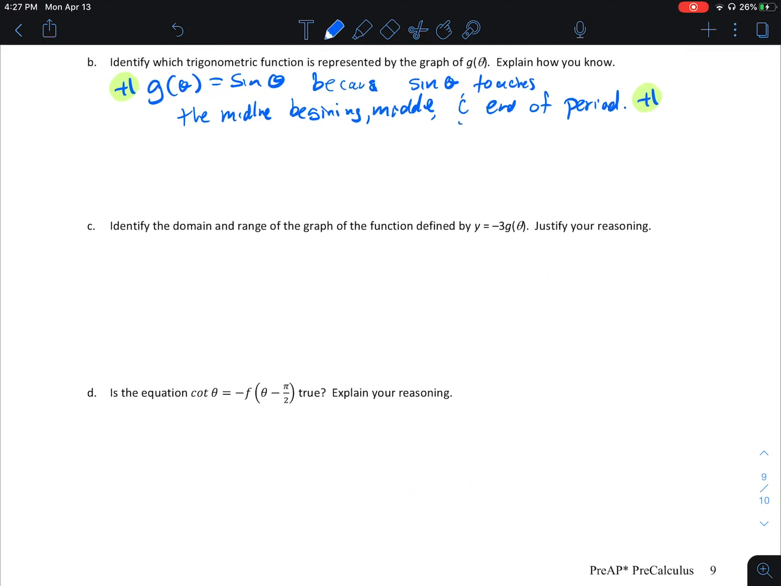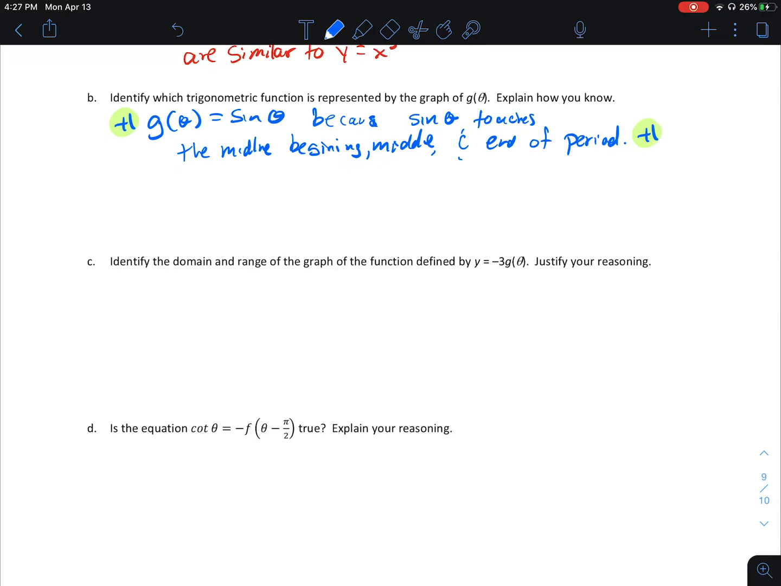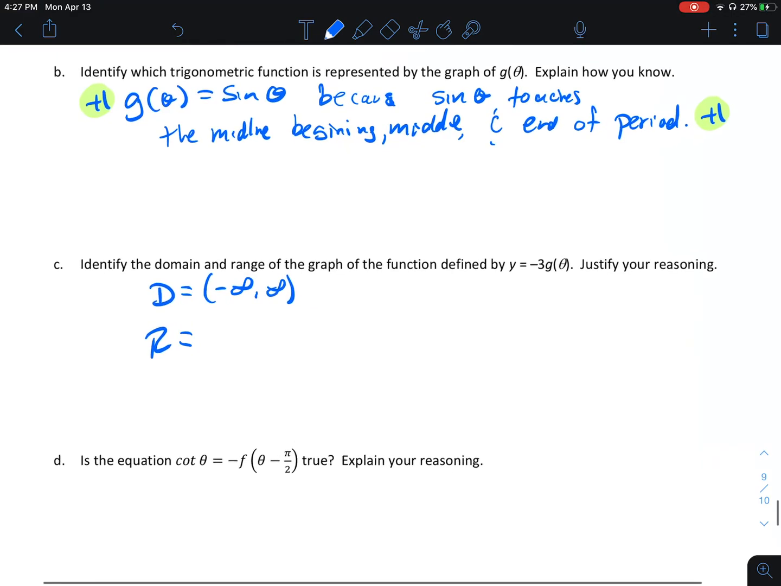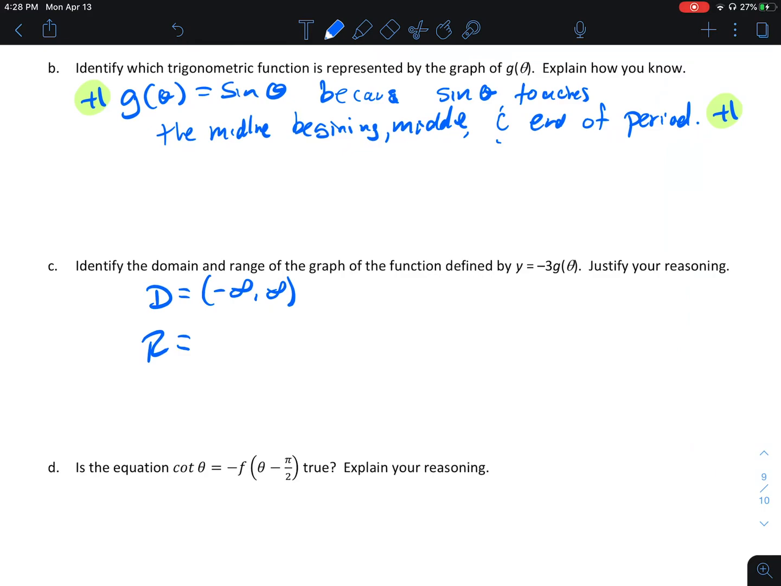C, identify the domain and range of the graph of a function defined by y equals -3 times g of theta. G of theta was sine. The domain is all real numbers. So that's not affected by any numbers because it goes from negative infinity to infinity. The range for this normally goes from -1 to 1. But since the amplitude here is 3, it's going to go from -3 to 3.